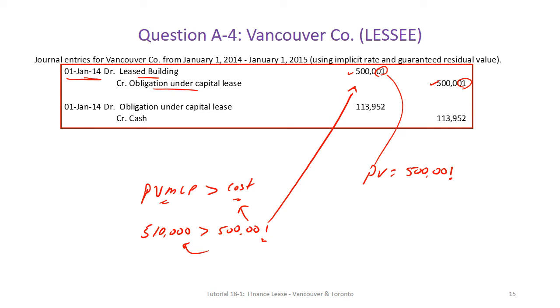Okay. In the previous example, the present value of the minimum lease payments were less than 500,001, and go back and look, we used the lower number. Okay. So basically, when recording the lease obligation, it can never exceed the actual cost of the asset. Okay. The second journal entry here is the same as the first one. We debit the lease obligation and credit cash for the amount of the payment, so there's no change there.